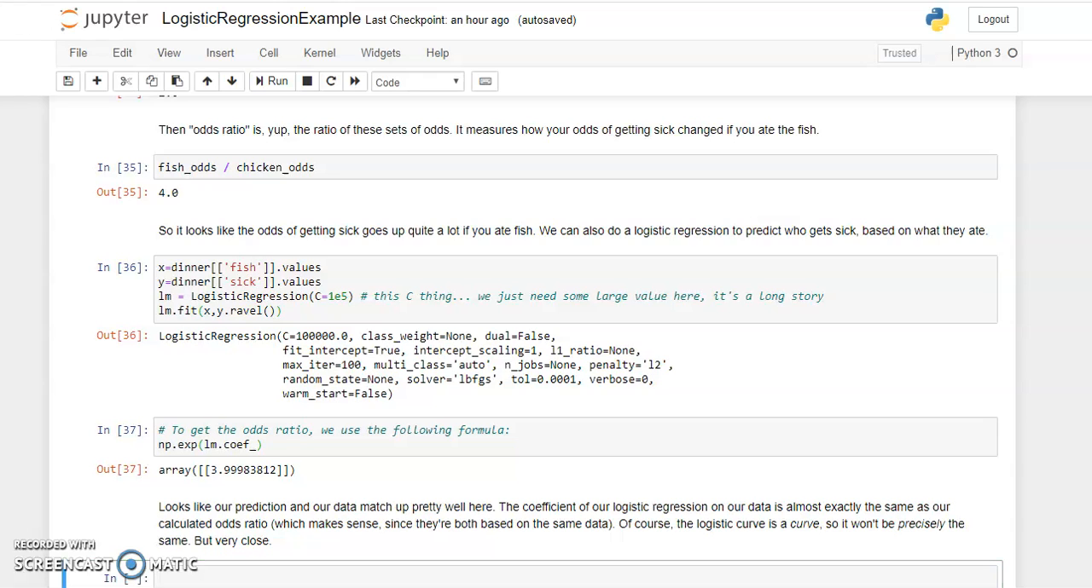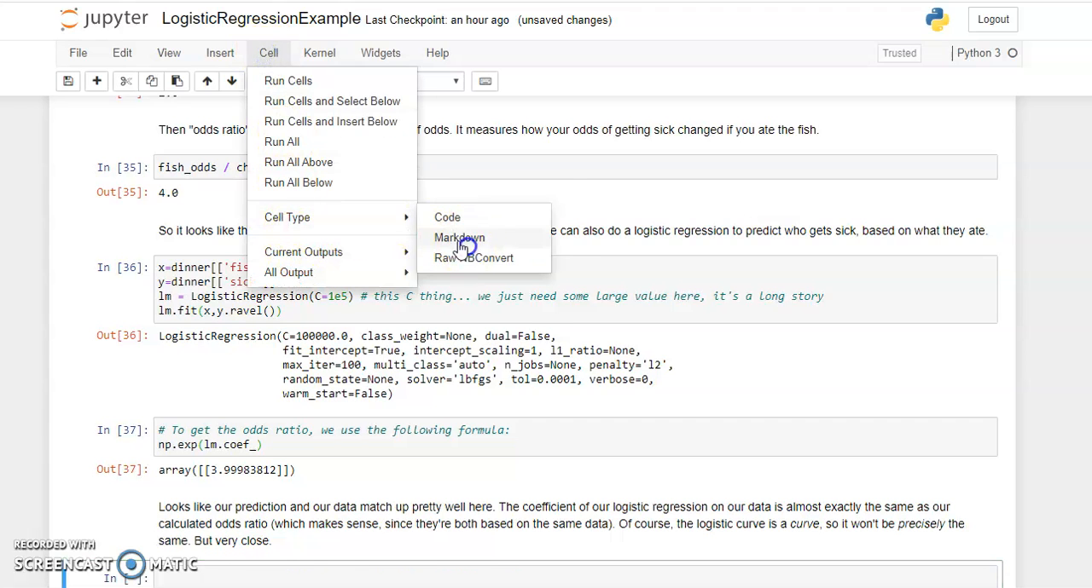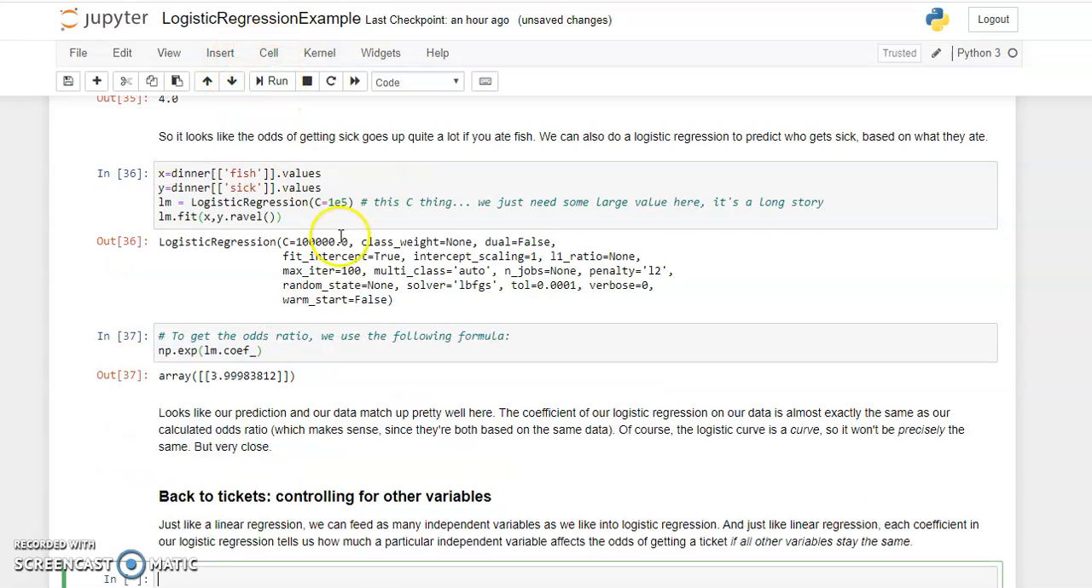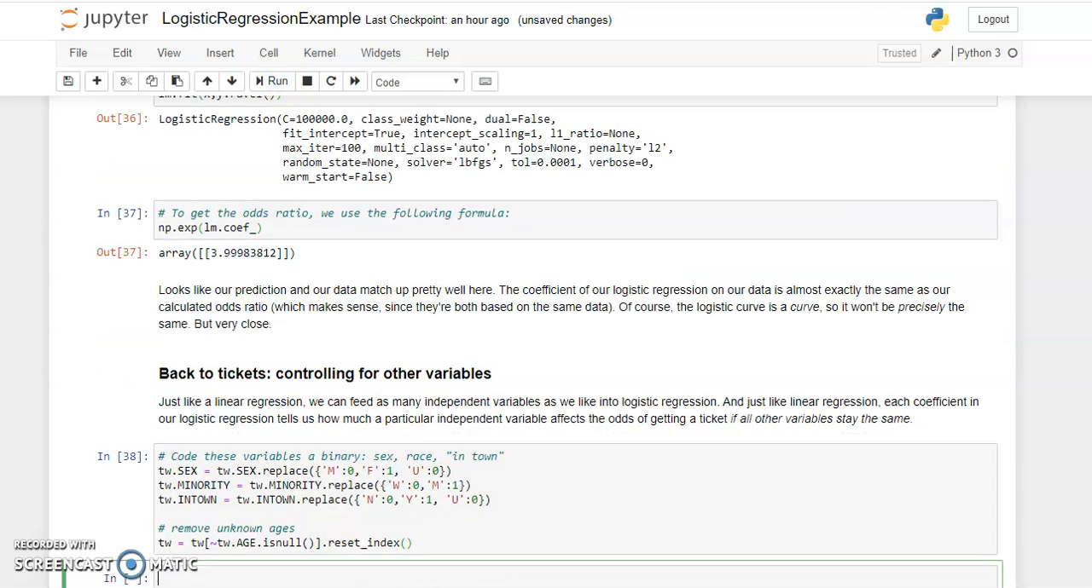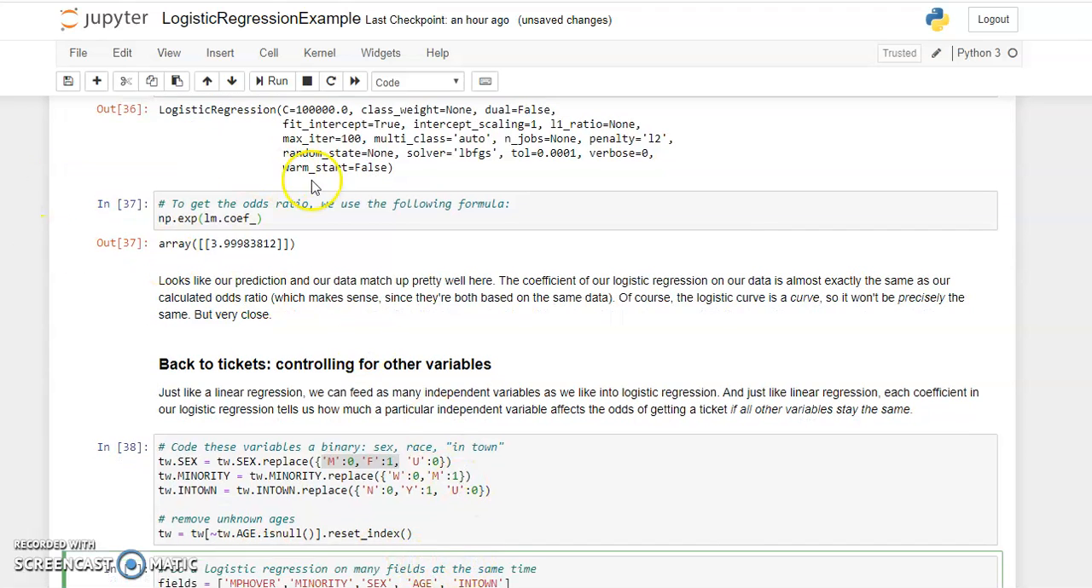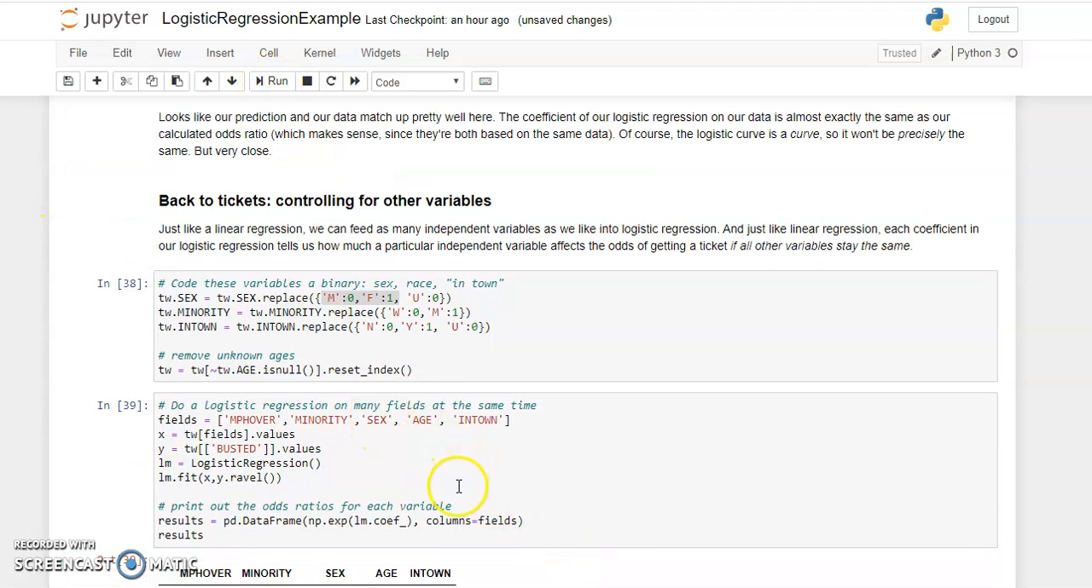So let's go back to our tickets example now that we have an understanding of what the logistic regression coefficients mean, because that's going to help us understand how to interpret the output from our tickets data. So basically what we're going to do is code our variables as binary, right? So convert everything to 0 or 1 instead of those letter values that we had. And then we're going to do a logistic regression. And again, this should look kind of familiar. We're going to do a logistic regression with multiple variables at the same time.